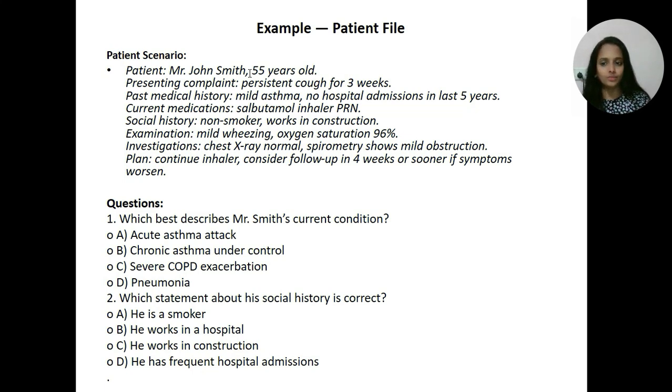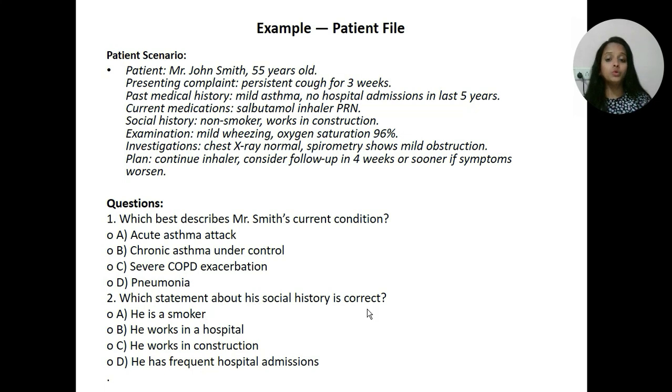And here is the question. Which best describes Mr. Smith's current condition? Options here are acute asthma attack, chronic asthma under control, severe COPD exacerbation, and pneumonia. So these are the options for the first one. And we will just go through the questions first and I'll come to the answers next.